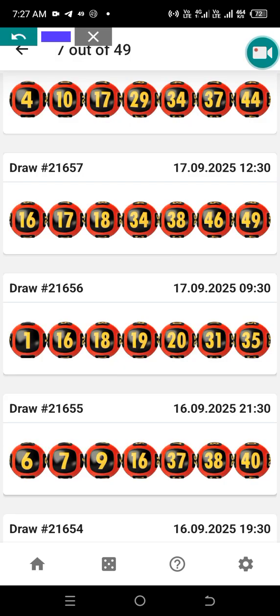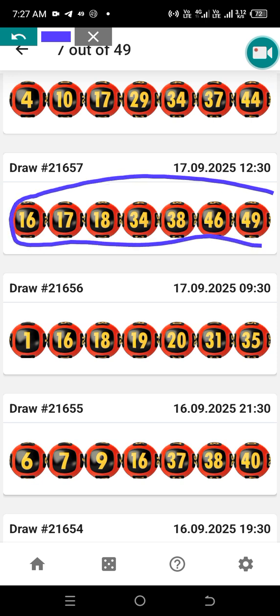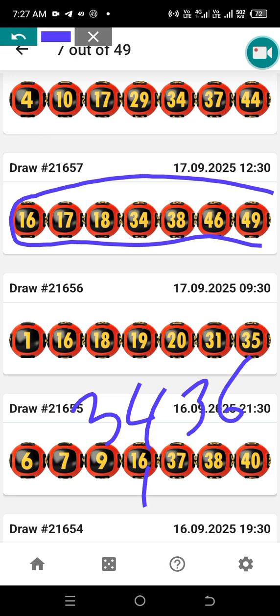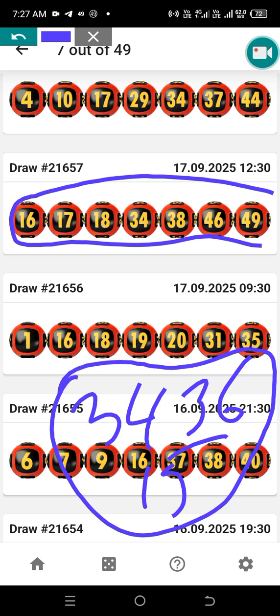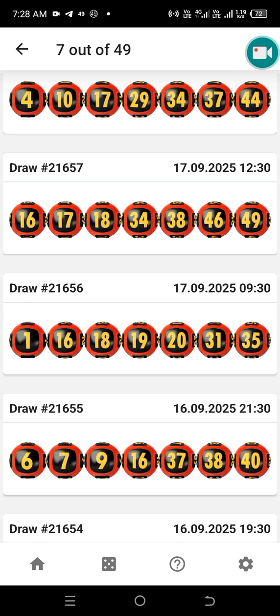Let's see what's happened. The numbers that we didn't get were 34, 36 and 15. Those were the numbers that didn't come during our calculation. They didn't come on this draw, right? So 34, 15 and 36 should be the numbers you include in your calculation for the next draw.